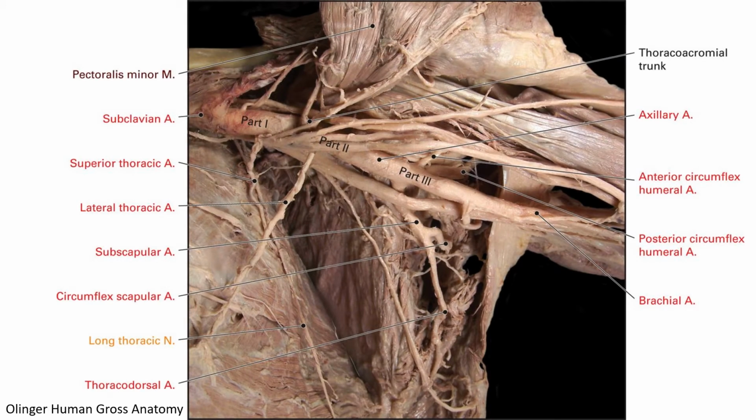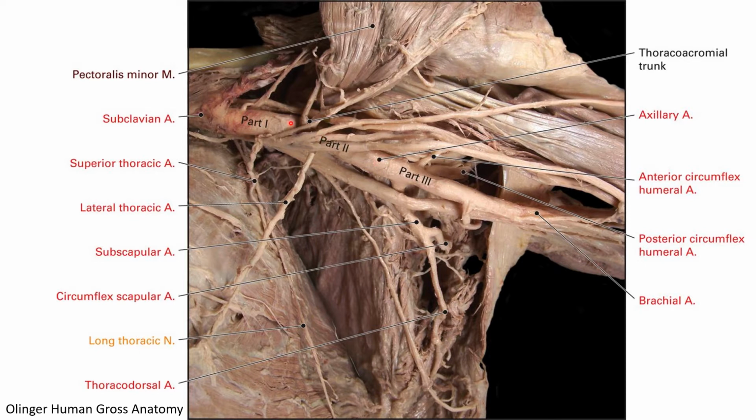This is a cadaver image of a left anterior axilla with the pectoralis minor and major reflected. So what you're seeing here is the distal end of the subclavian artery, and then part 1, part 2, and part 3, this is all axillary artery. Axillary artery will then change names once it passes the border of the teres major muscle to the brachial artery. Okay, so right here, this is all axillary artery.